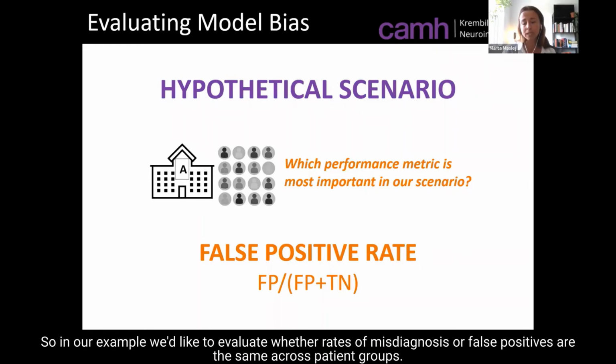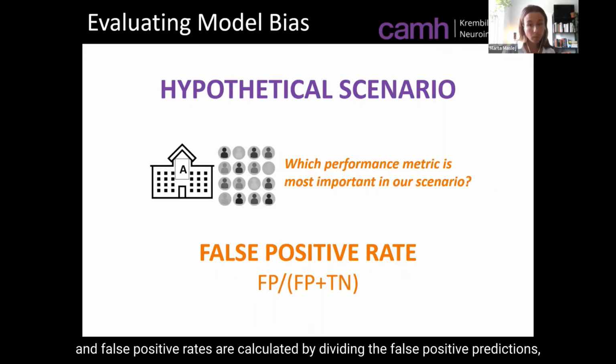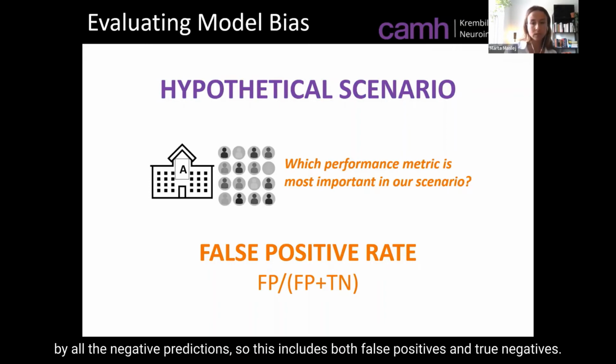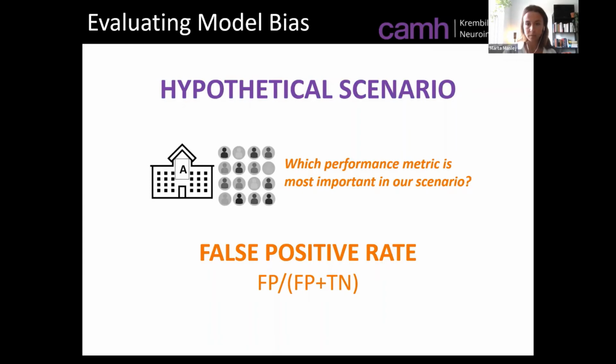So in our example, we'd like to evaluate whether rates of misdiagnosis or false positives are the same across patient groups. And false positive rates are calculated by dividing the false positive predictions by all the negative predictions. So this includes both false positives and true negatives. Next slide.